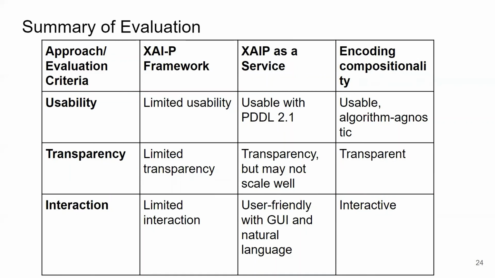For the last metric, interaction, again, the XAIP framework does not perform as well as the others due to its focus on simply presenting the methodology. The interaction is limited to just proof of concept of the methodology, unlike the other two papers which have designed their work with users in mind.